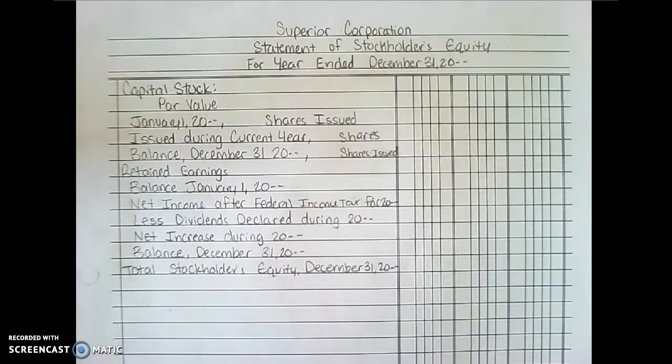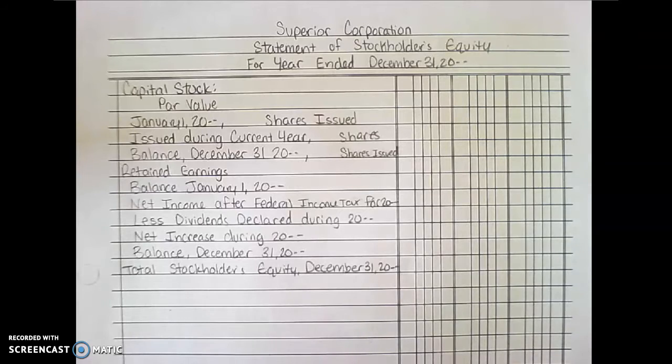So this is for Work Together 16-2. On 16-2, we are going to make a statement of stockholders' equity. There's lots of writing for the account title, so once again, just to speed up my recording portion of it, I wrote down the titles, but I left some things blank. So this is on page 485 in your textbook, and I'm just going to read the instructions.